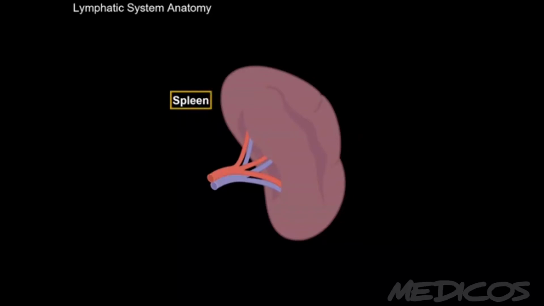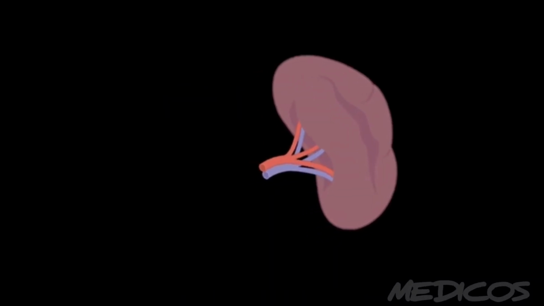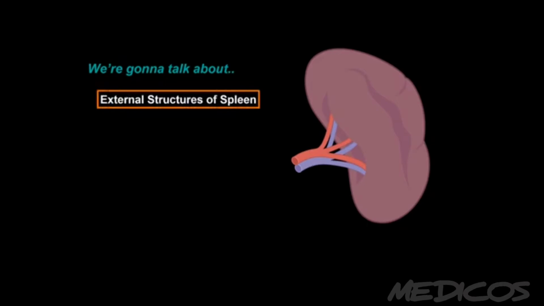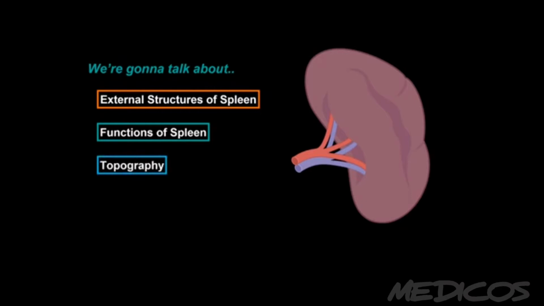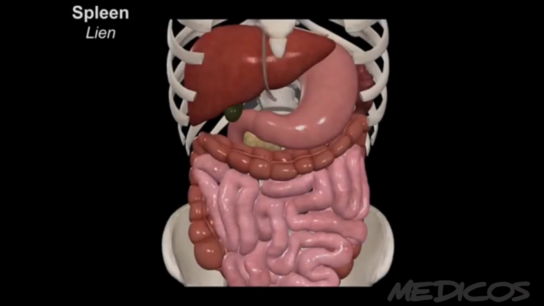About the spleen, which is a part of the lymphatic system. What we're going to do today is firstly cover the external structures of the spleen. Then we're going to go through the basic functions and the topography, and then we're going to look at the coverings and the ligaments around the spleen. So let's start with the external structures.